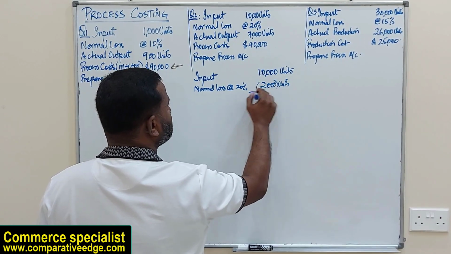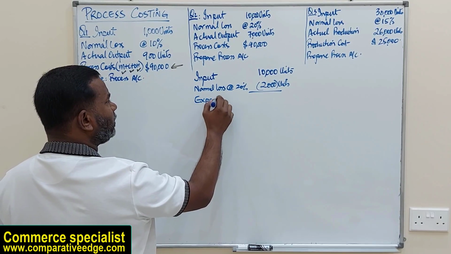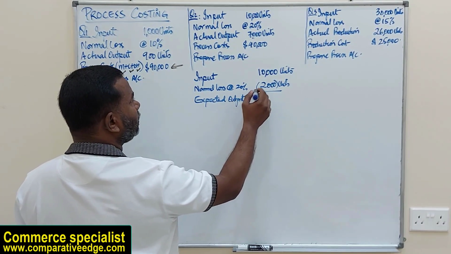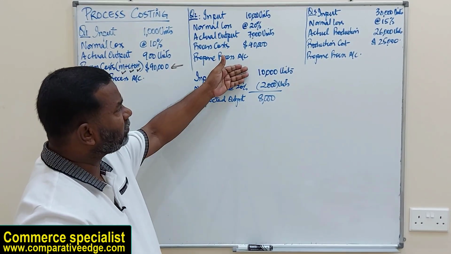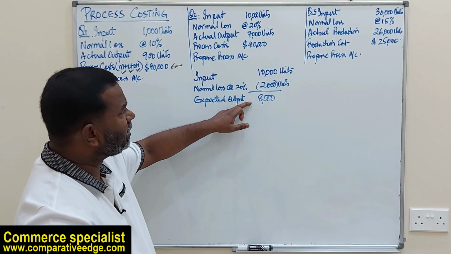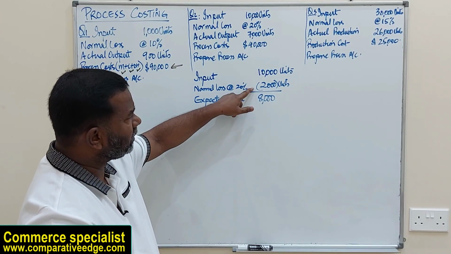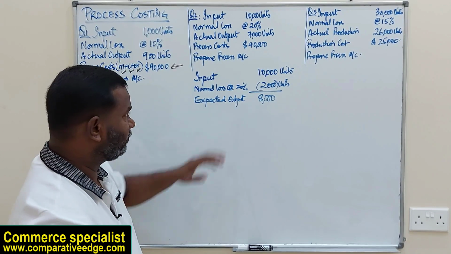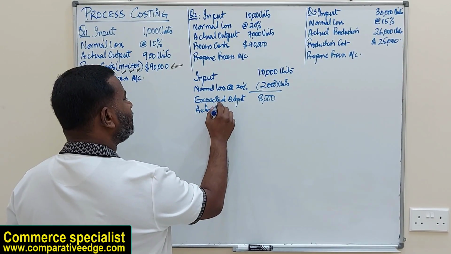So always minus normal loss. You will get expected output, which is very important. Expected output, 8,000 units. Obviously, if you're starting off with 10,000 units and normal loss is expected at 20%, you are mentally ready that out of 10,000 units, 2,000 units will be lost in the process and we will be left with 8,000 good units.